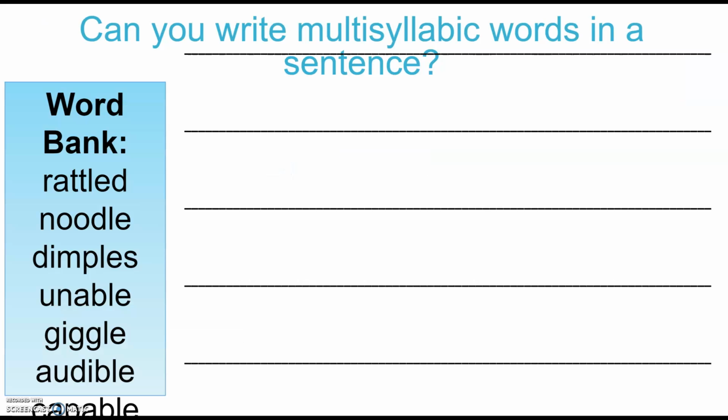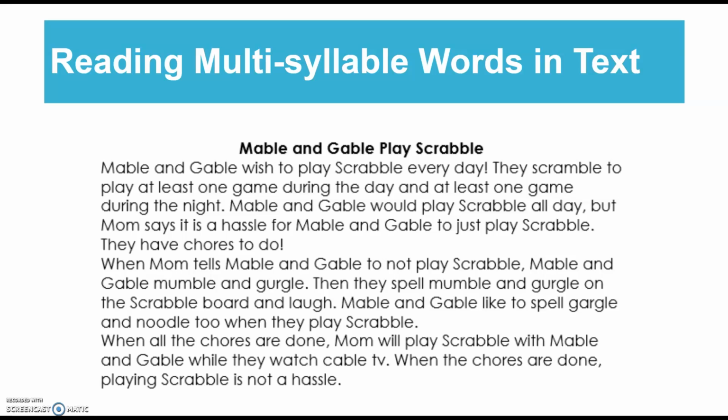Please have the substitute put rattle and noodle up on the whiteboard so you can check your spelling. All right, and for our final activity today, we are going to read "Mabel and Gable Play Scrabble." Please read that to a partner.